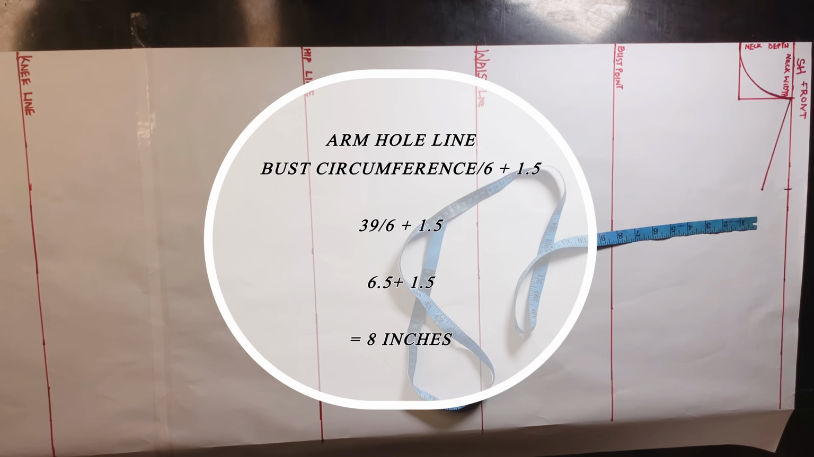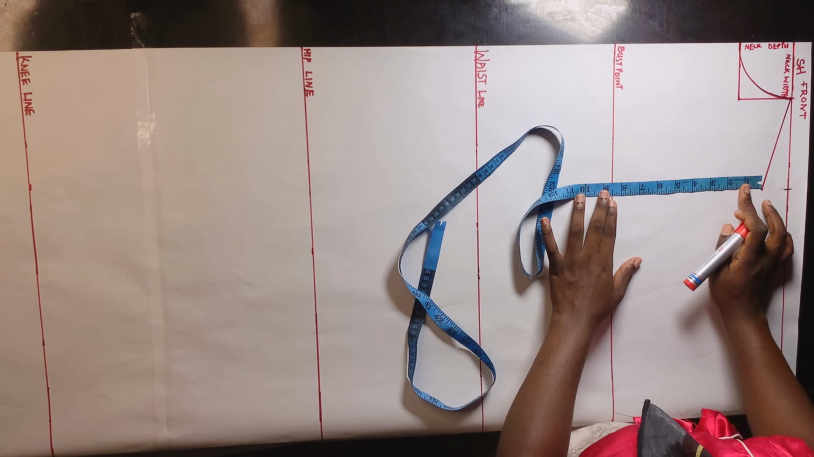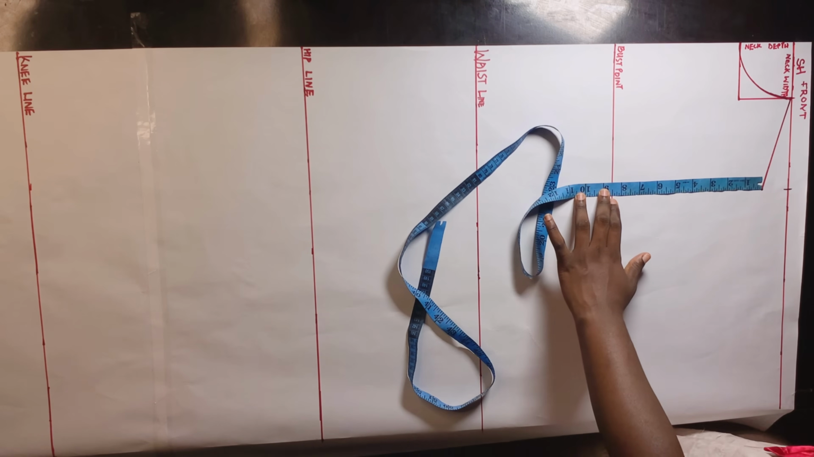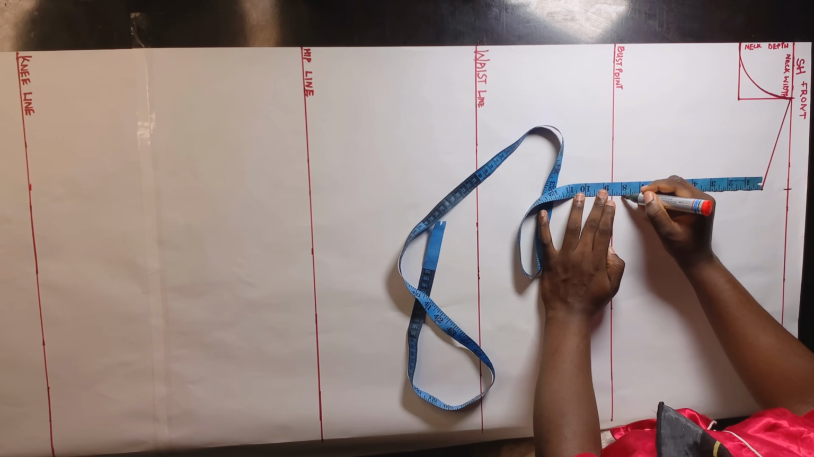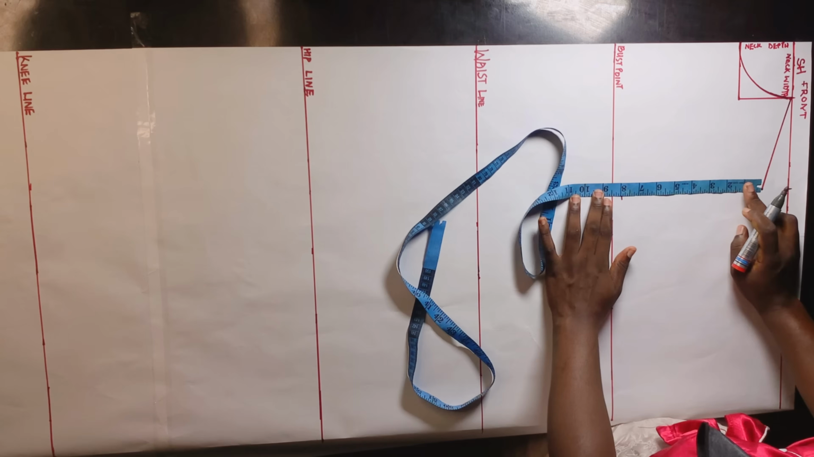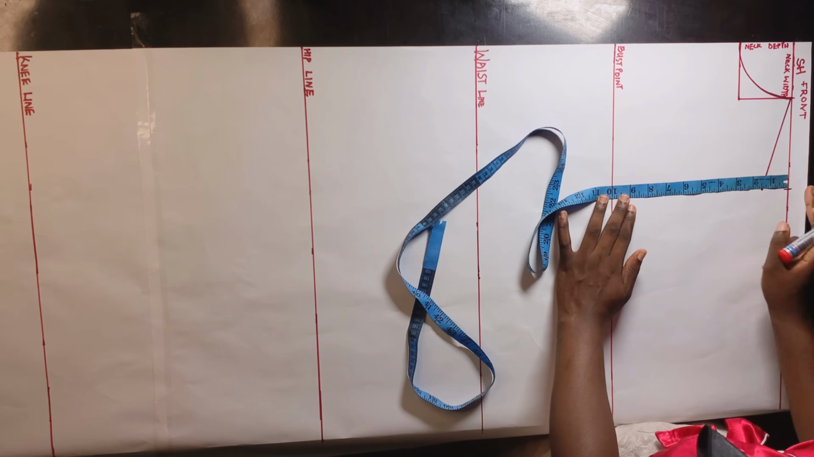Like I said, to calculate your armhole line, you have to divide your bust circumference by 6 plus 1.5 inches. 39 divided by 6 gives me 6.5 inches. Then 6.5 inches plus that 1.5 inches gives me 8. So my armhole line is 8 inches. So guys, do your own calculation, and whatever you get, you're going to mark it from the shoulder slope. Mine is 8, so from the shoulder slope I'm going to mark 8 inches and note it with my marker. The next thing I would like to do is to rule out a straight line at that point, and in order for me to get a straight line, I'm going to measure from that 8 inches I marked to the shoulder line.